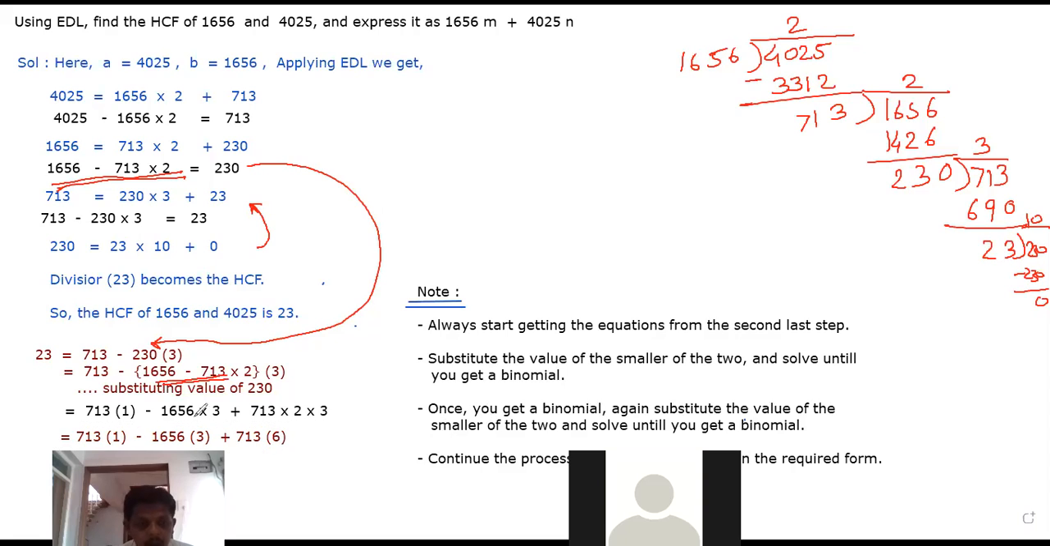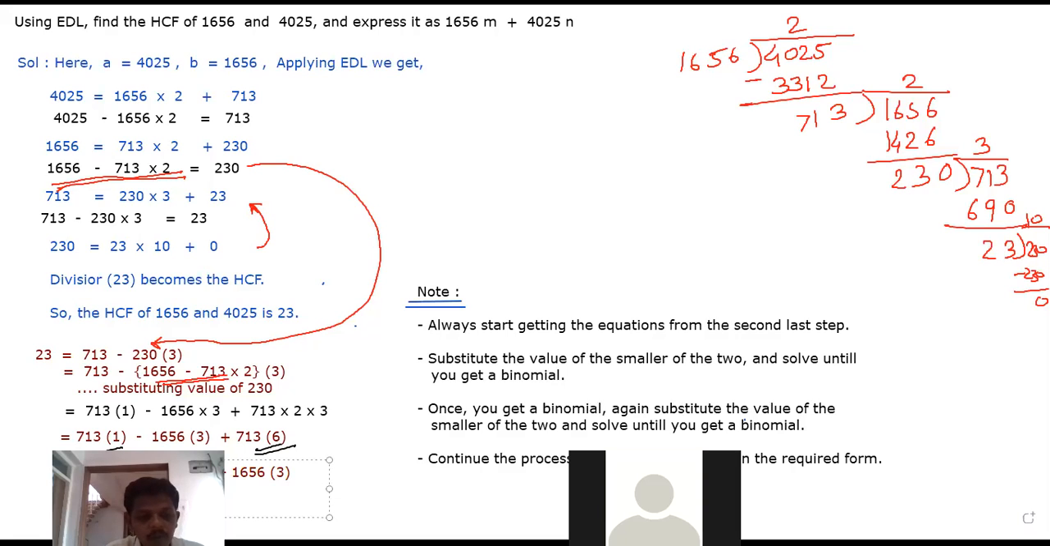Yes. Combine the like terms. 713 into 1 plus 713 into 6 minus 1656 into 3 as it is, will remain as it is. Now, can you see 713 is common? Can I take common 713? Yes or no, children?